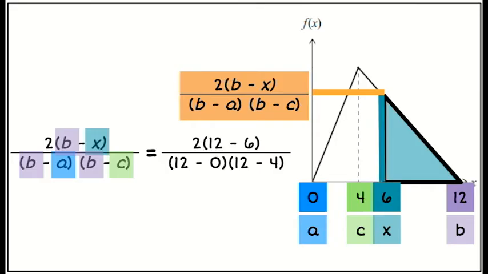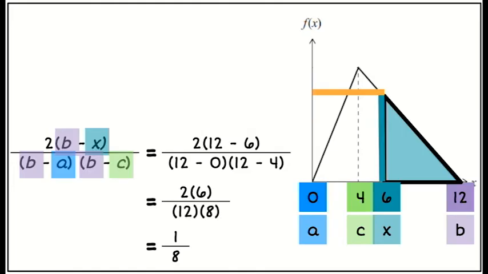So now we want to do a bit of tidying up. So I'm going to do this stuff in brackets first. So 12 minus 6 on the top becomes 6. 12 minus 0 on the bottom becomes 12. And 12 minus 4 on the bottom becomes 8. Then I'm going to simplify that, and that gives me an answer of 1 over 8. So what I've just now gone to find is I have found the height of that triangle using the x value of 6.